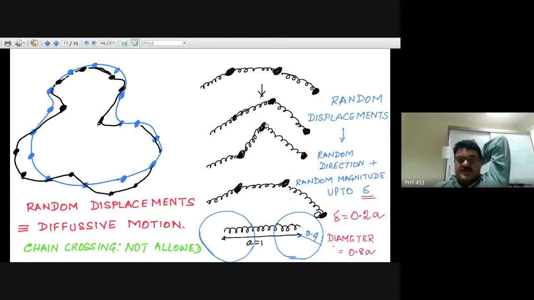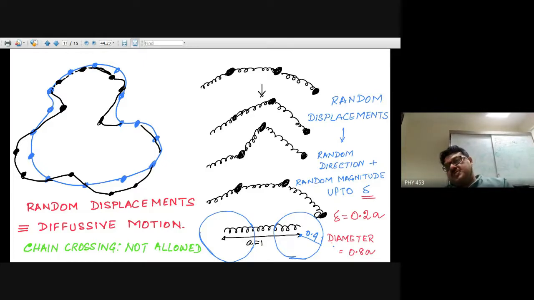And in the next step, maybe you take this monomer and put it down. Suppose it has a random displacement in this direction, so that the conformation becomes like this, right? Again, you take a random monomer and give it a random displacement in a random direction, with a random magnitude up to a maximum of delta. You don't choose delta to be very high, because then the spring length will be forced to change a lot, and that step won't be accepted, right?